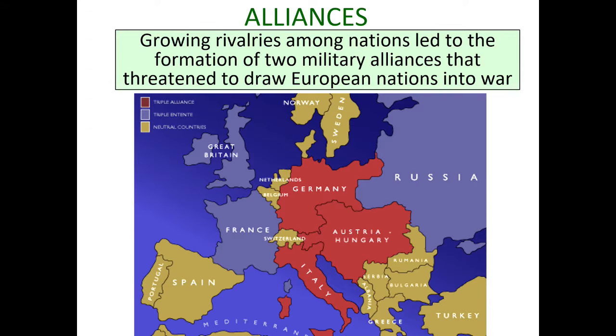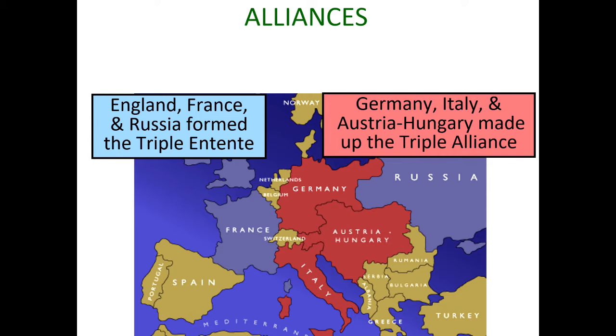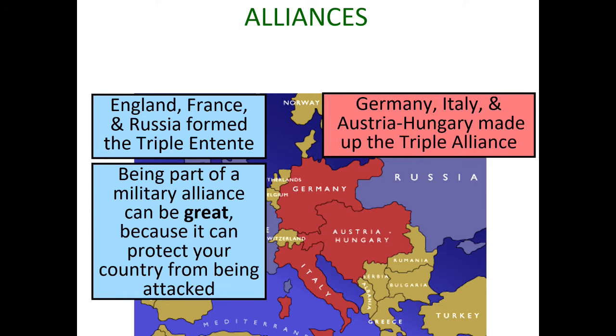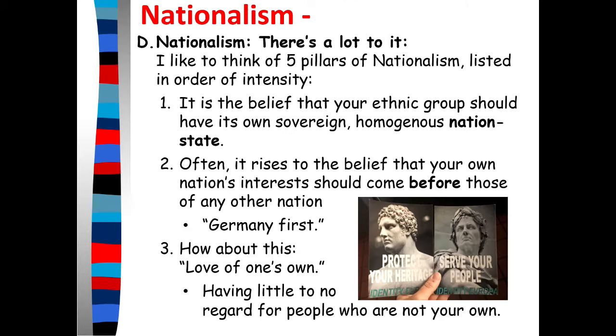Then we have alliances. Growing rivalries among nations led to the formation of two main military alliances that threatened to draw all European nations into war. Germany, Italy, and Austria-Hungary made up the Triple Alliance. England, France, and Russia formed the Triple Entente. Being part of a military alliance can be great because it can protect your country from being attacked. But it can also be a disaster for you because it can pull your country like a vortex into a war that you didn't start.